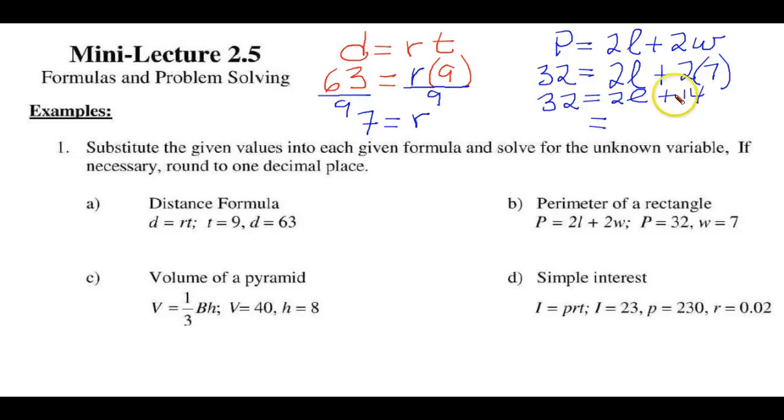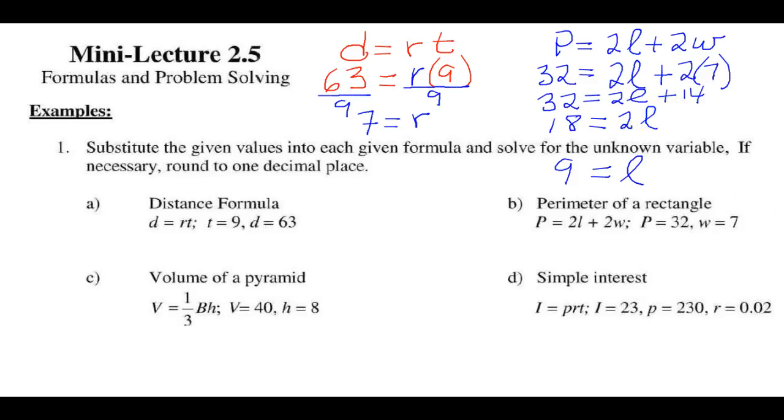We're now going to subtract 14 from both sides and get 18 equals 2L. We're going to divide both sides by 2 now. L equals 9. Now you might say, I didn't show the division. Again, as we progress, as long as you know what you're doing, you don't need to show every single step.